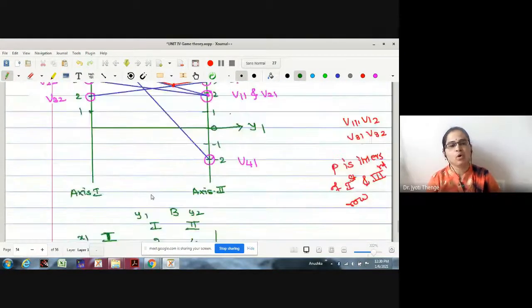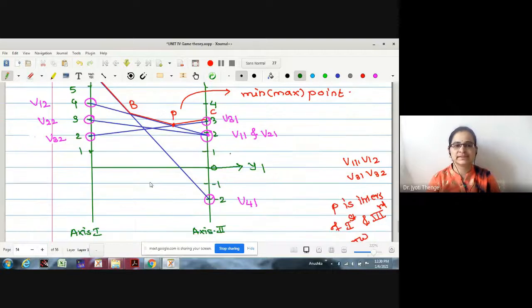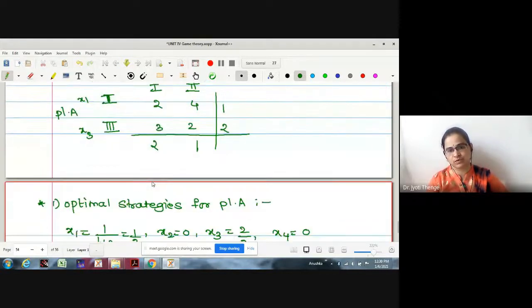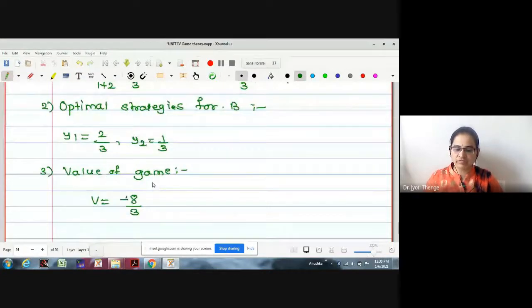Now, m by 2 games. The methodology is the same. The only change is that instead of taking the lower boundary, we take an upper boundary and find the lowest point. In the previous part, we found the lowest boundary and the highest point. Right now, it is exactly the reverse process. These are the optimal strategies. So one can solve many examples on this. I'll just give a few examples for practice.